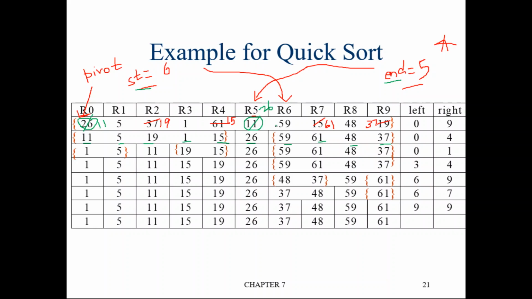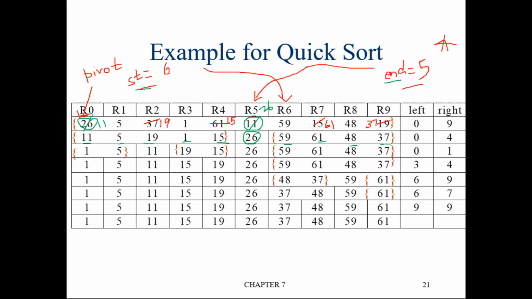The inner loop will come out when start becomes greater than end, or start is not less than end. Either start becomes greater than or equal to end, then it will come out. Whenever start is greater than end, in that situation we have to swap the element at end location with the element at pivot location. Now after the completion of the first iteration, what has happened? Previously what was our pivot element? 26.